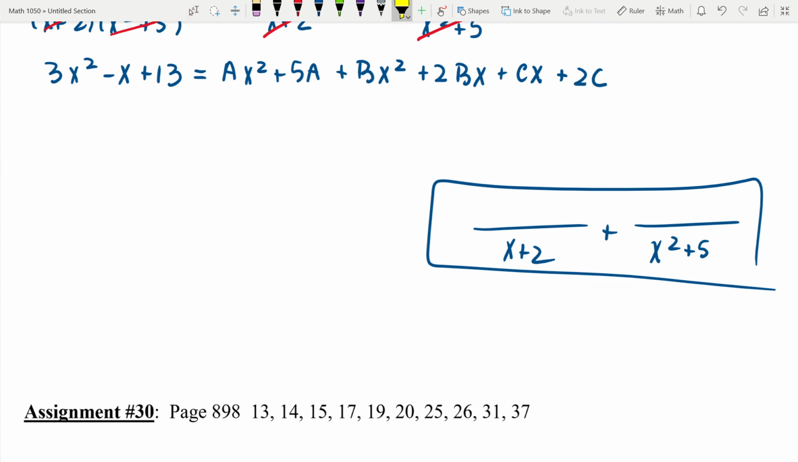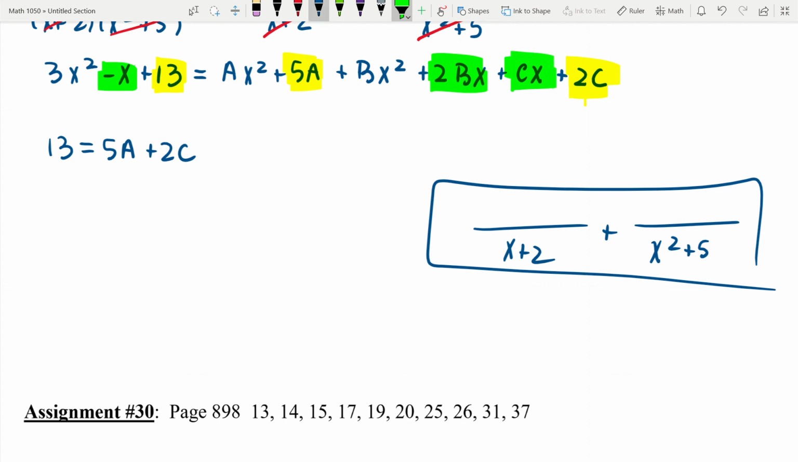Anything that doesn't have an x in it, we've got a 13, a 5a, and a 2c. So my first equation is 13 equals 5a plus 2c. Anything that has an x to the first in it, just an x to the first, that would be negative x, 2bx, and cx. Write it down without the x. So that'd be negative 1 equals 2b plus c. Write down the squareds equations without the x squared. So you have 3 equals a plus b.